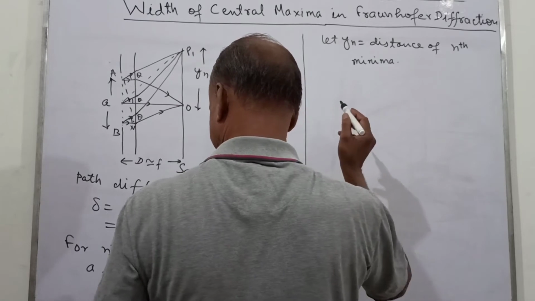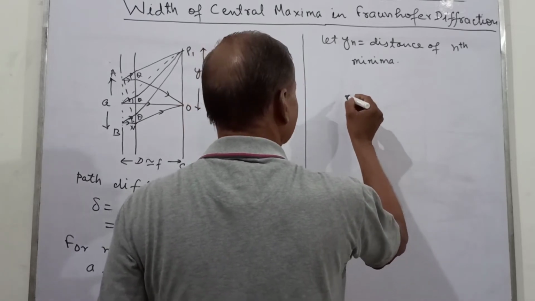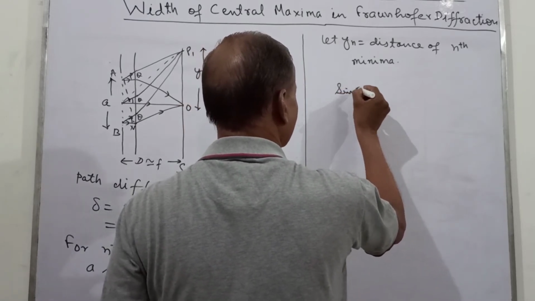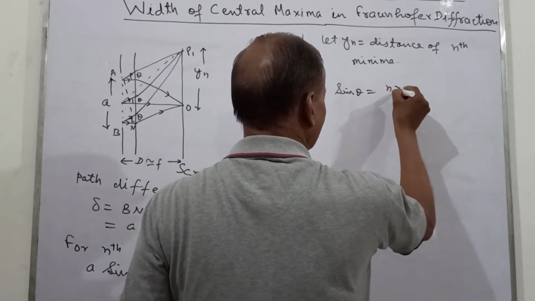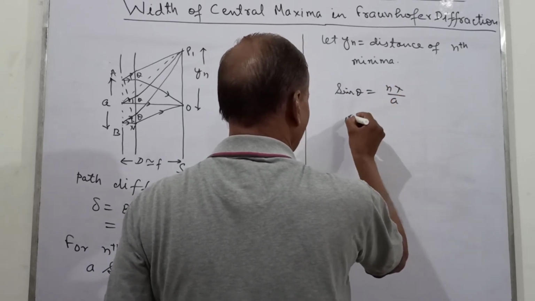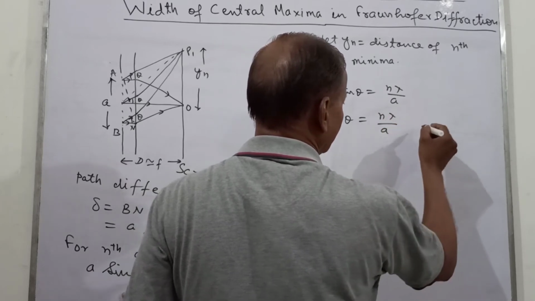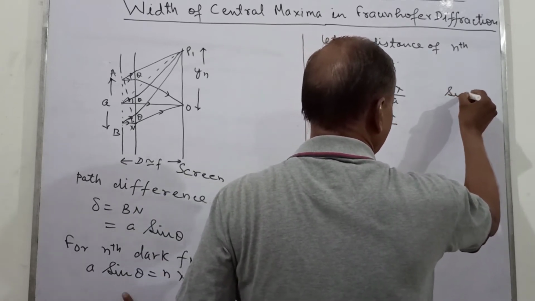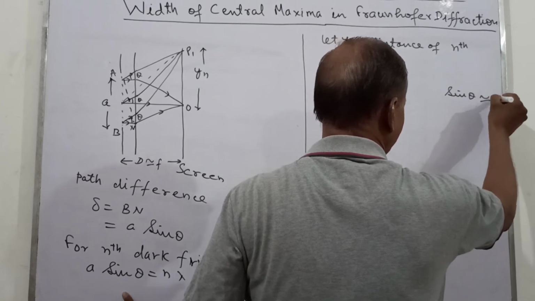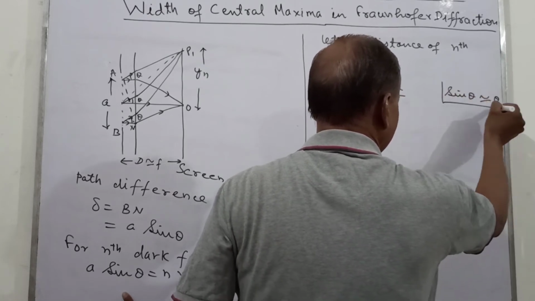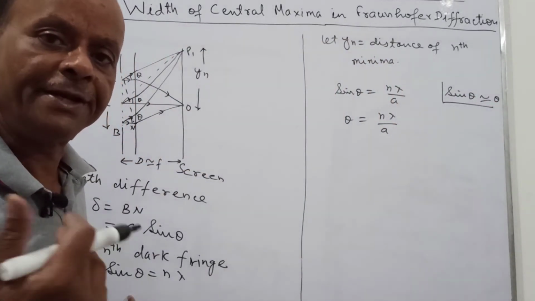So sin theta equals n lambda upon a, or theta equals n lambda upon a. So sin theta is approximately equal to theta, because theta is very small.